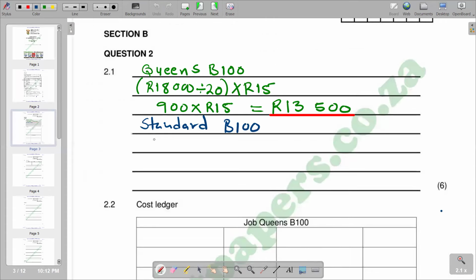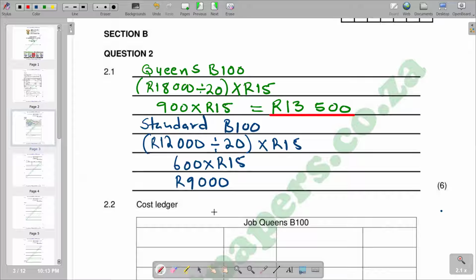So we go and summarize. We say our 12,000 rands, then we divide by 20. The answer that we get is the number of hours, which we are going to multiply by 15. And then we simplify it: 20 into 12,000, you are going to get 600. Then you multiply by 15, and the final answer becomes 9,000. So that becomes your final answer.